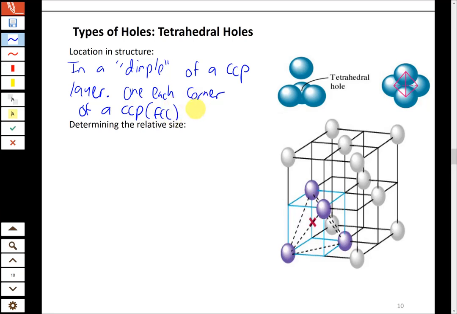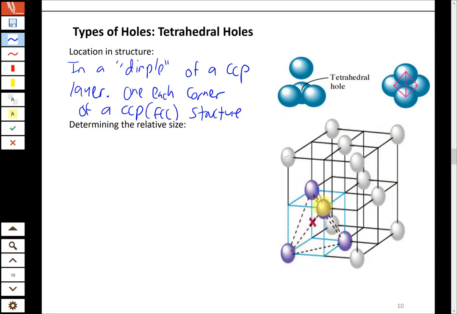Remember, CCP and FCC kind of mean the same thing. So each corner region of this face-centered cubic structure is going to have one of these holes. What we look at here is a face-centered cubic structure. The spheres here represent the positions on the face-centered cubic lattice that would be occupied by the anions. One in each corner, one in each face. And the purple ones are the same thing, but they're just highlighting where a tetrahedral hole will be located.